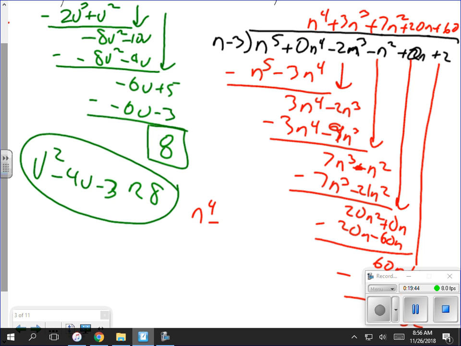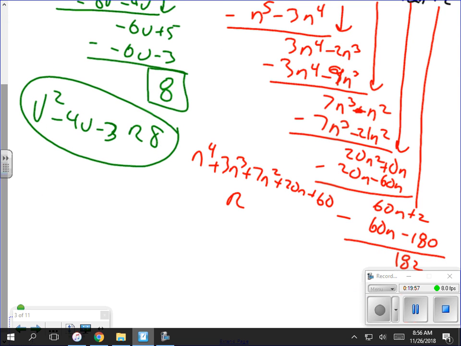N to the 4th plus 3n cubed plus 7n squared plus 20n plus 60 with the remainder of 182. Isn't that lovely?